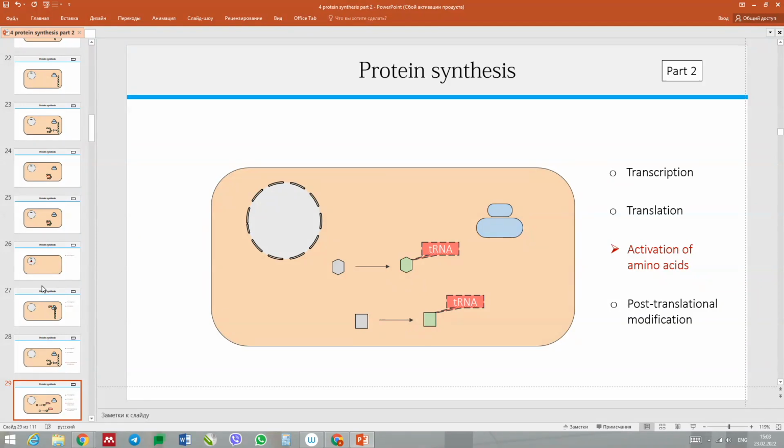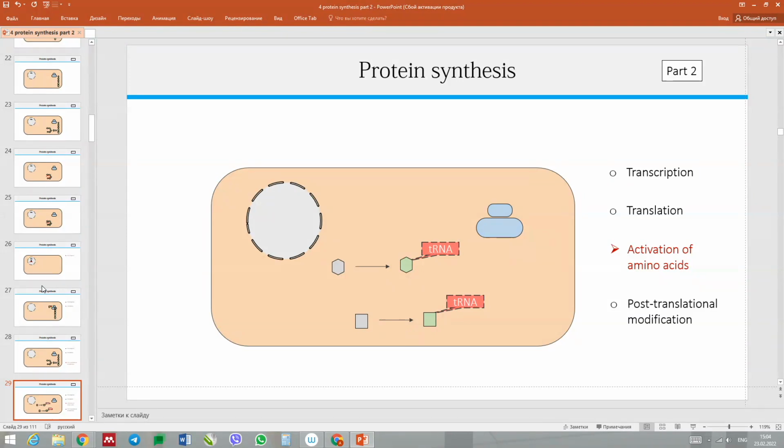Connection of specific amino acids with corresponding transport RNA is called activation of amino acids. So once again, to summarize, activation of amino acids is the connection of specific amino acids with corresponding transport RNA that is necessary for transfer of these amino acids to ribosomes.